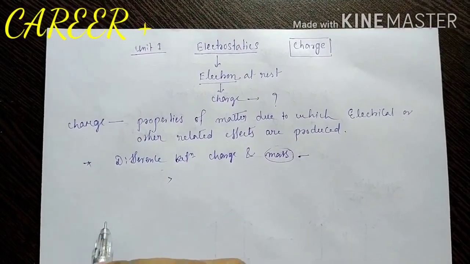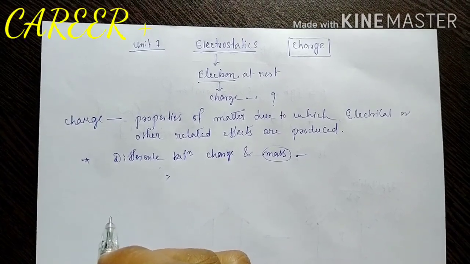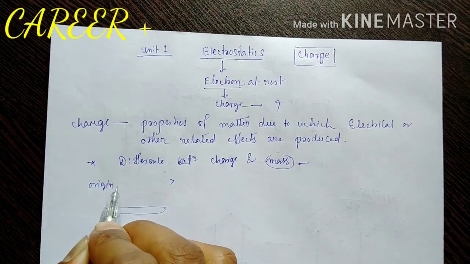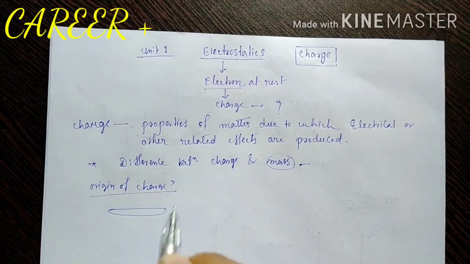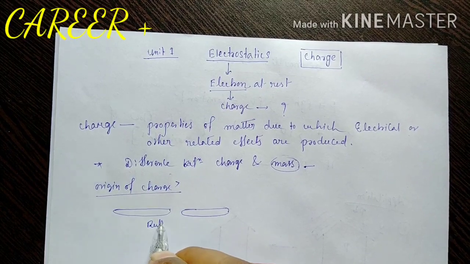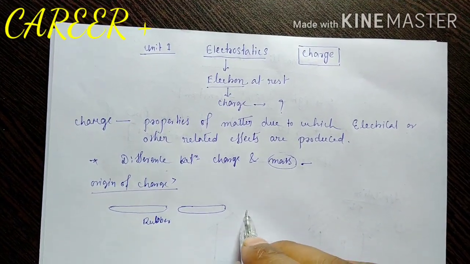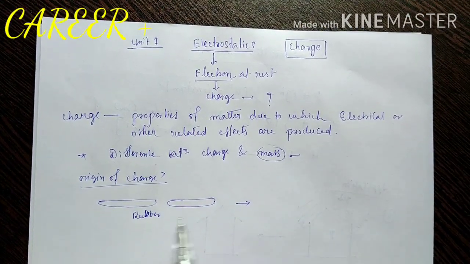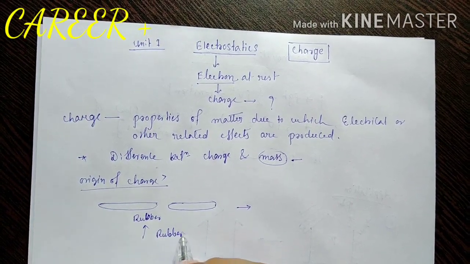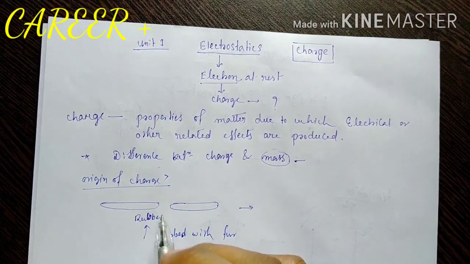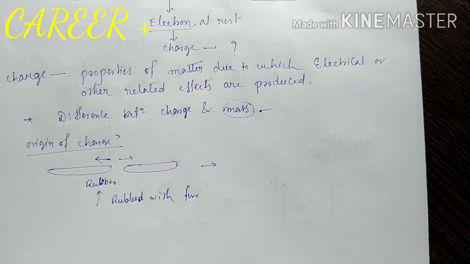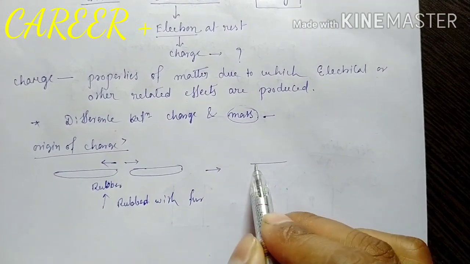Now let's go to the origin of charge. For that, we are going to discuss the following experiment properly. It was experimentally observed that, say, two rubber rods are placed this way. There is no problem, both are of rubber. But it was experimentally observed that when both the rubber rods are rubbed with fur, then both repulse each other.